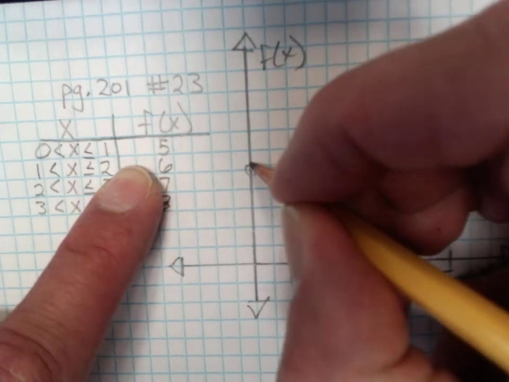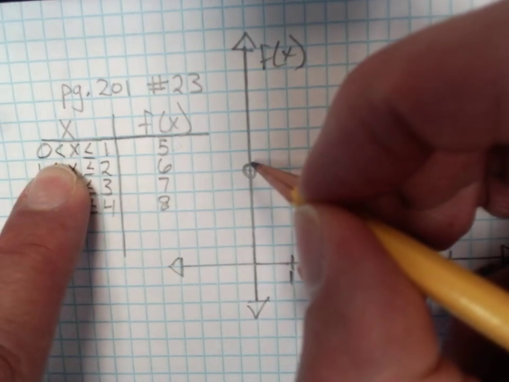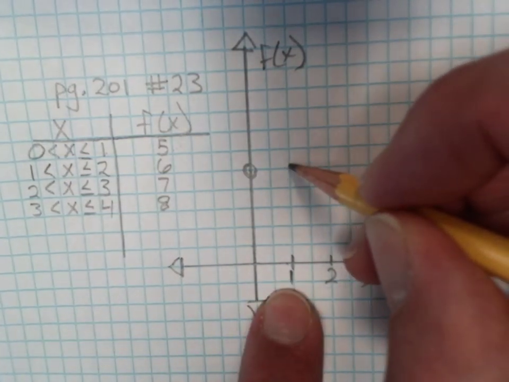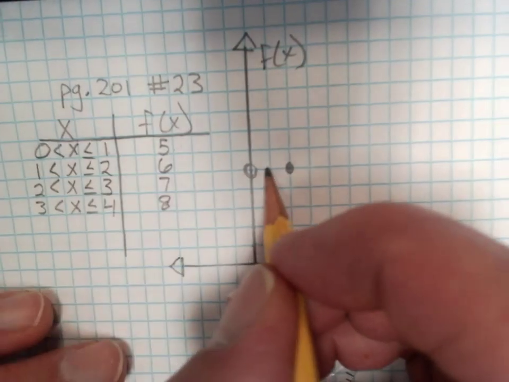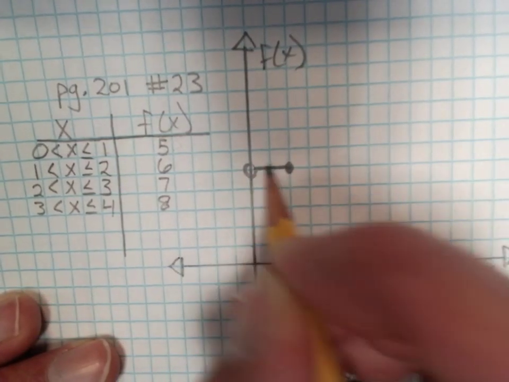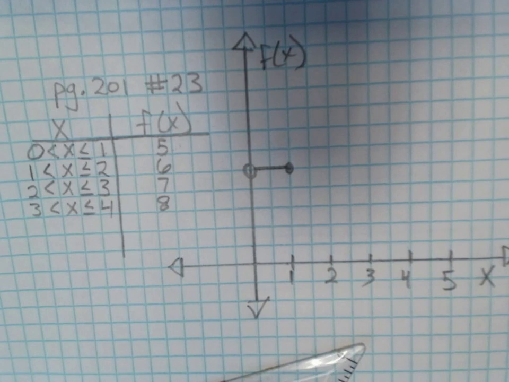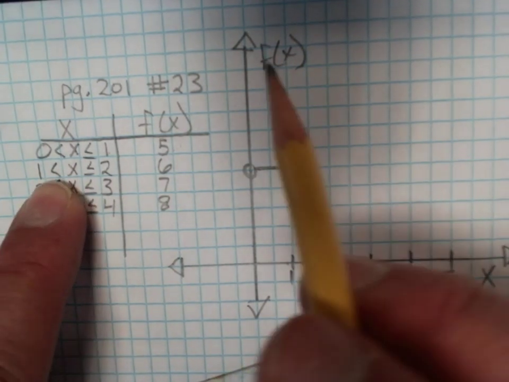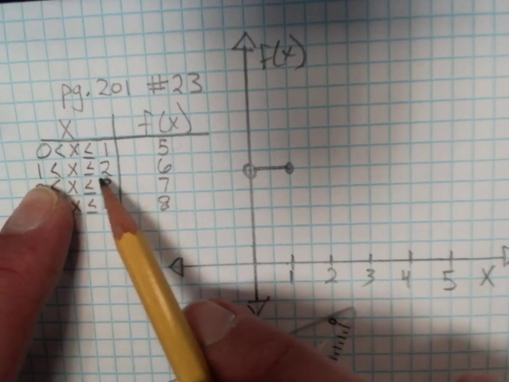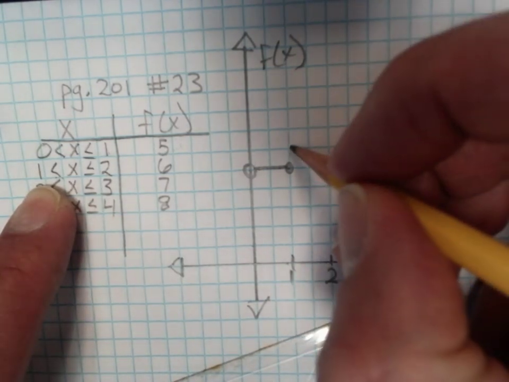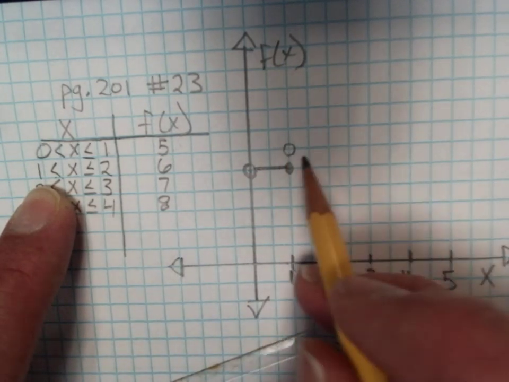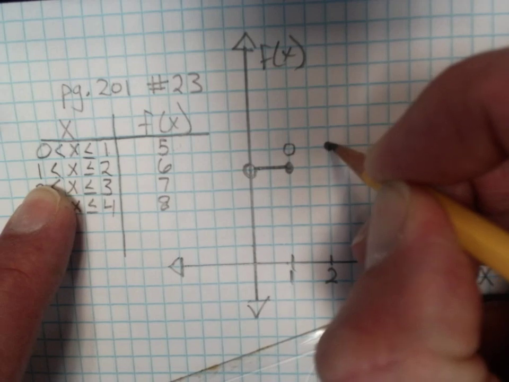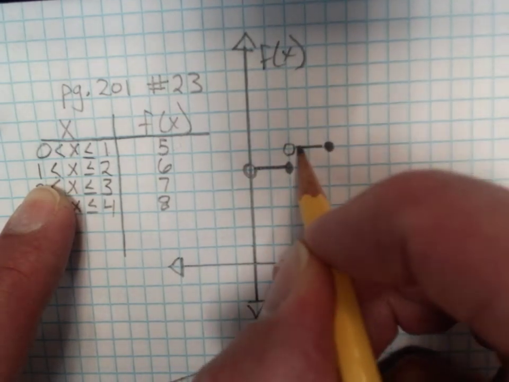From 0, it doesn't include 0, right? Because it's a less than. To 1, it does include the 1. So open circle to closed circle, my function is there. And I feel like you guys are starting to see that part of it, right? And then when x is between 1 and 2, now 1 is an open circle, I know my answer is 6, to a closed circle. So that's here.